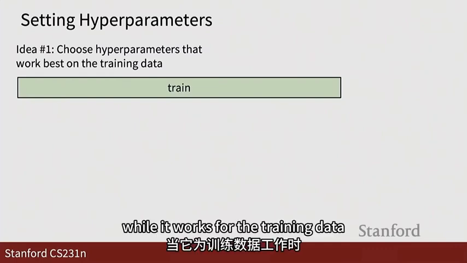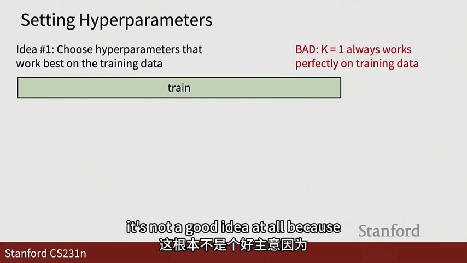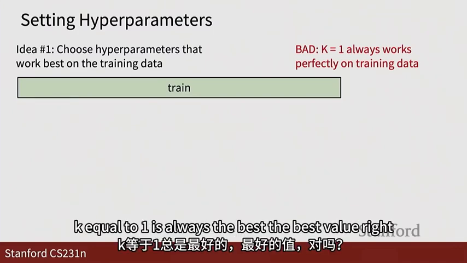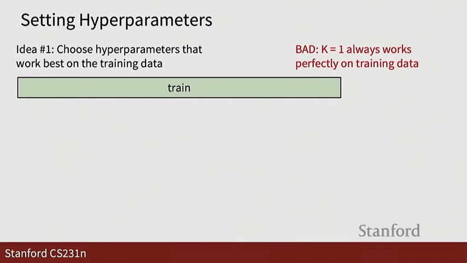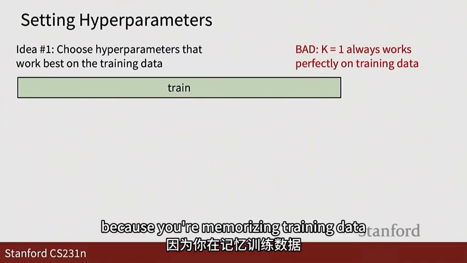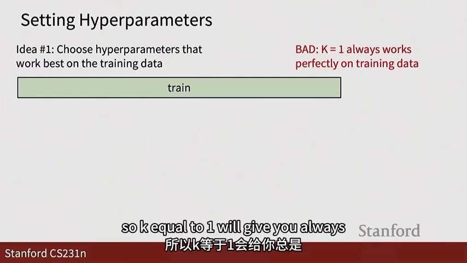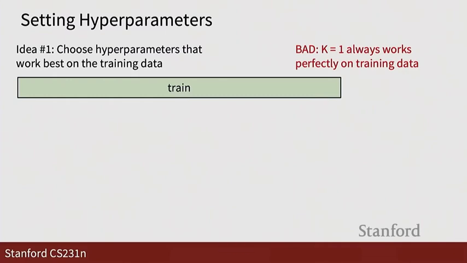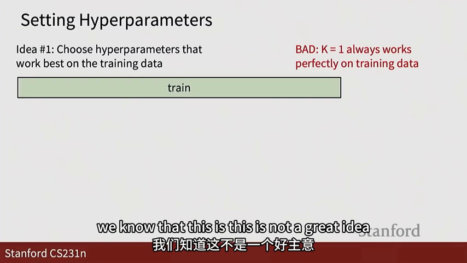While it works for the training data, it's not a good idea at all, because especially with nearest neighbor, k equal to 1 is always the best value, right? Because you're memorizing training data, so k equal to 1 will give you always the 100% accuracy. So we know that this is not a great idea.